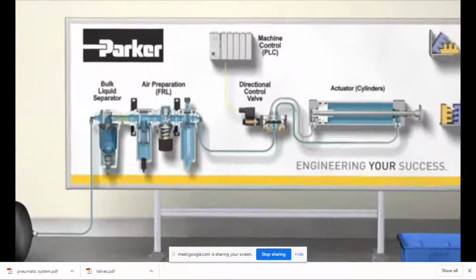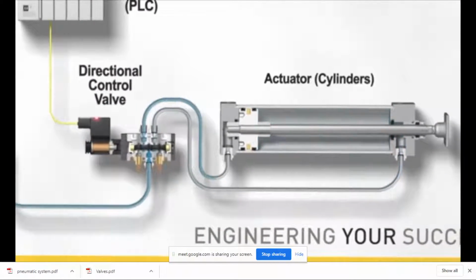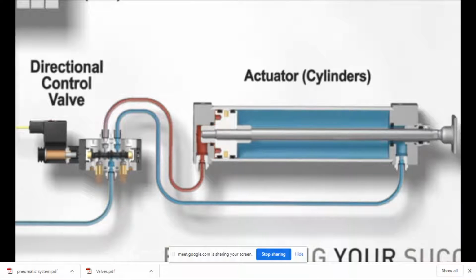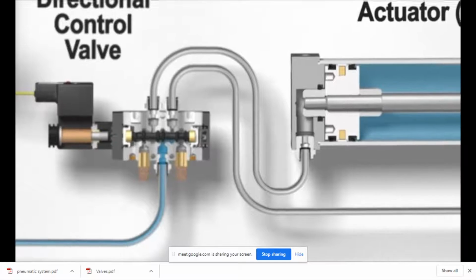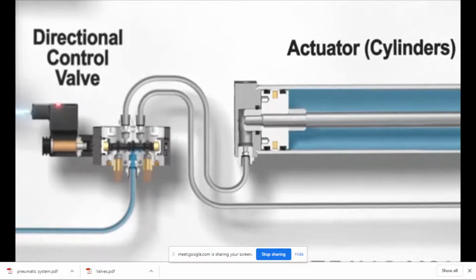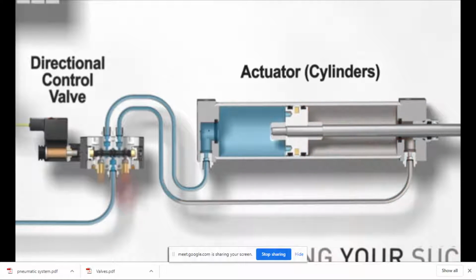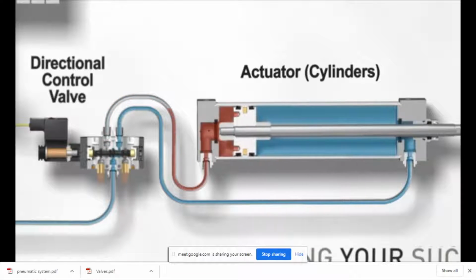This system can repeat this process as often as the PLC tells it to move things from point A to point B in one example. In this example, the PLC is telling the actuator to move this product by sending a signal to the directional control valve, which is using the clean, dry, compressed energy to power the actuator.